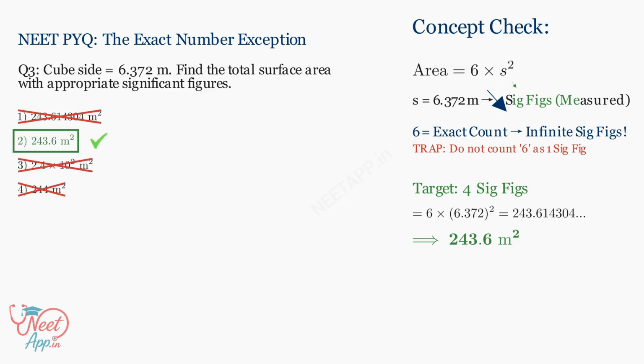Therefore, our final answer must match the 4 significant figures from the measured side. The raw math gives us 243.614 and rounding that to exactly 4 significant digits gives us 243.6. We can safely cross out options 1, 3 and 4.